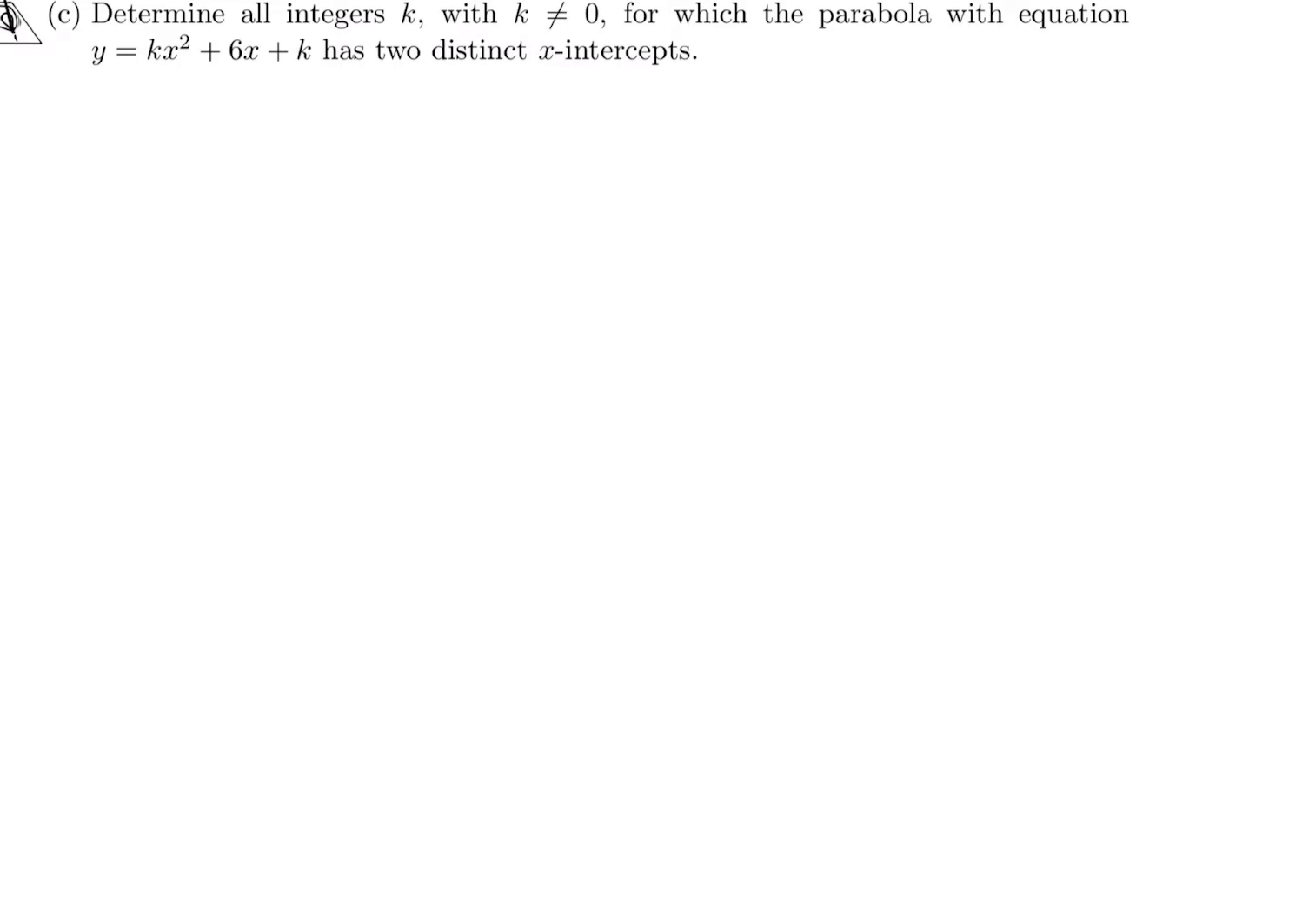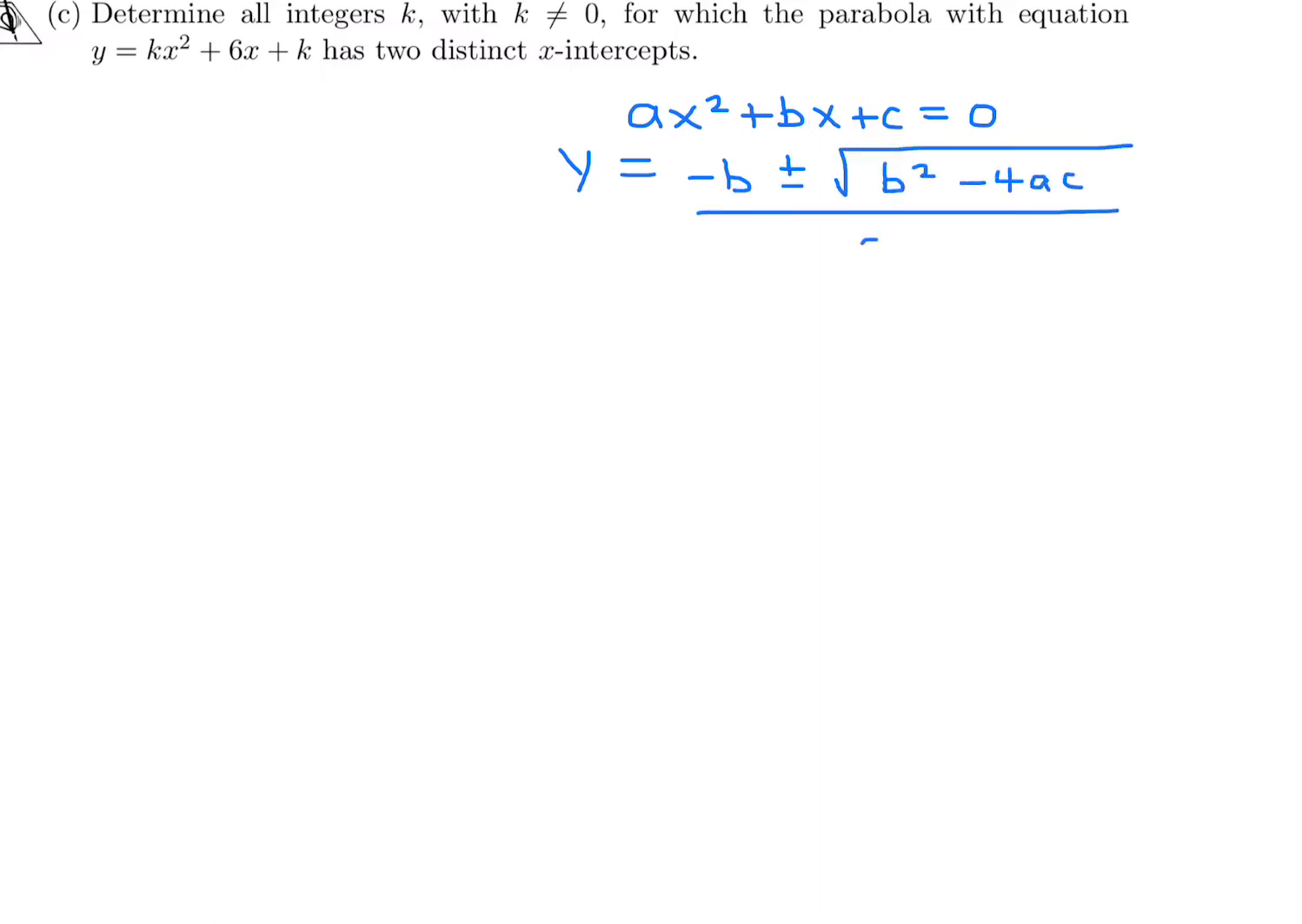Determine all integers k with k not equal to 0, for which the parabola with the equation y is equal to kx squared plus 6x plus k has 2 distinct x-intercepts. A little bit of a primer in case you have forgotten. As I'm sure you know, this is a parabola, and the quadratic formula is minus b plus or minus the square root of b squared minus 4ac over 2a.